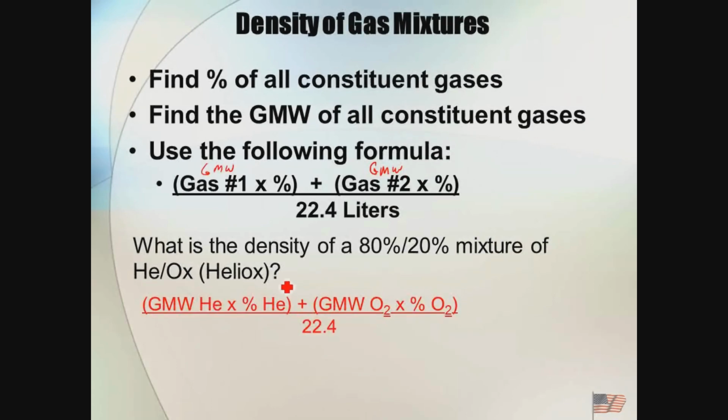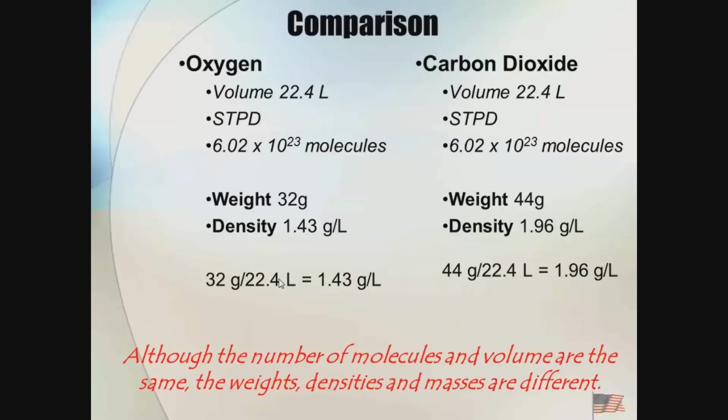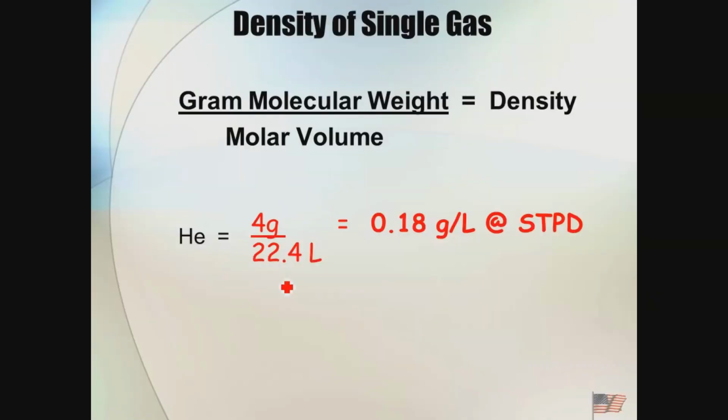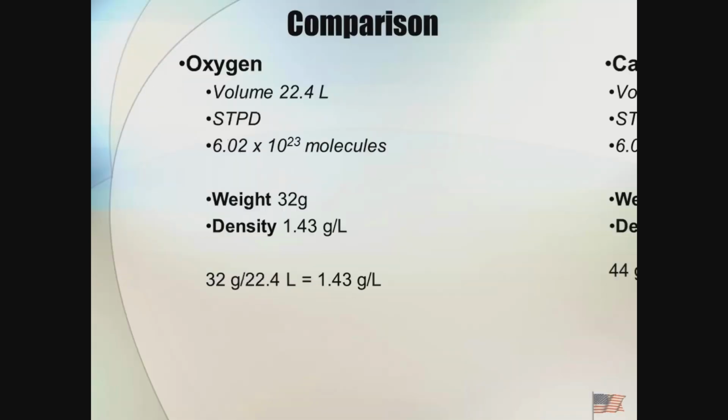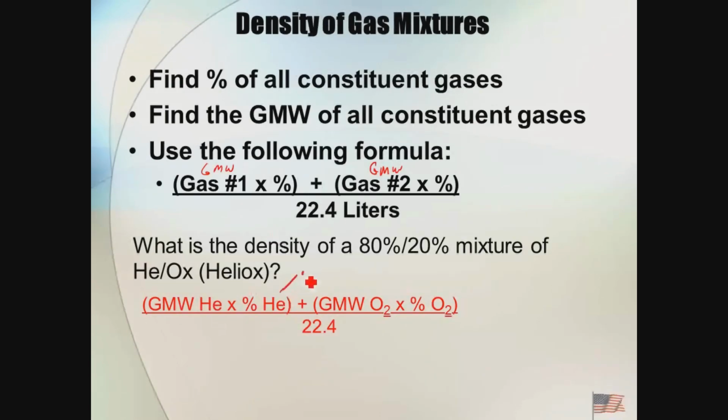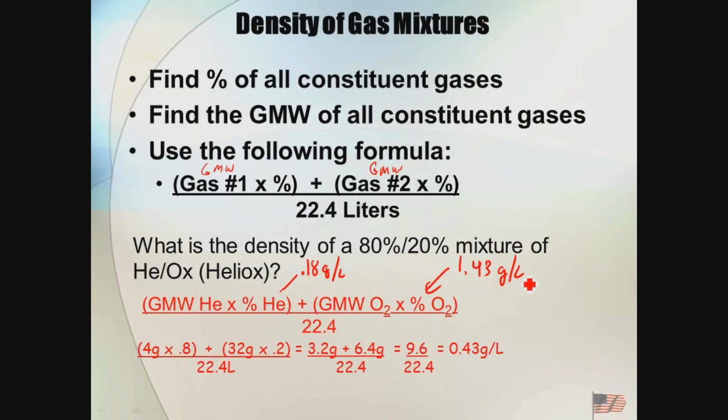What did we say the individual densities were? 0.18. Okay, that's what I was looking for. So we said this one was 0.18 by itself. This one was 1.43 by itself. So I'm making them into a mixture. How much did I change the overall density?